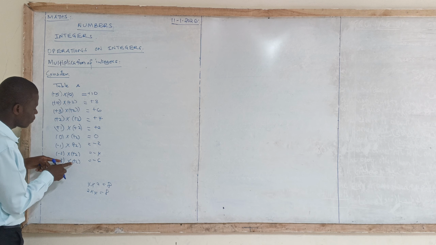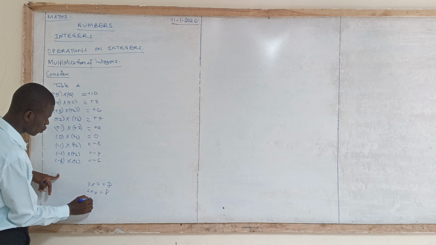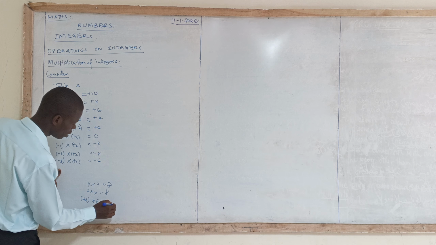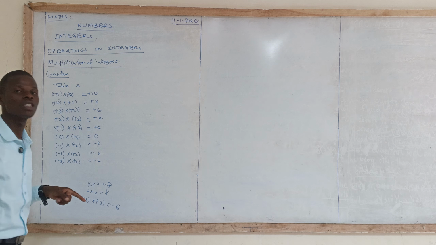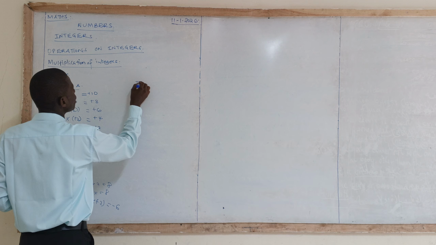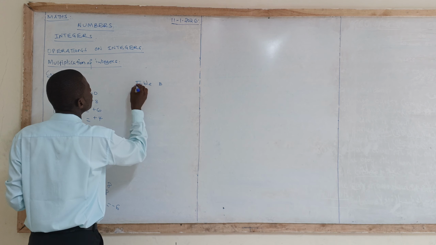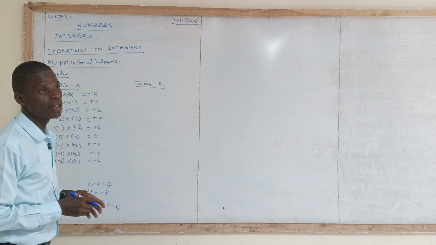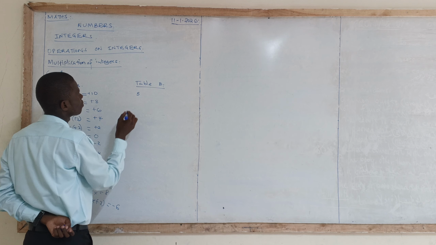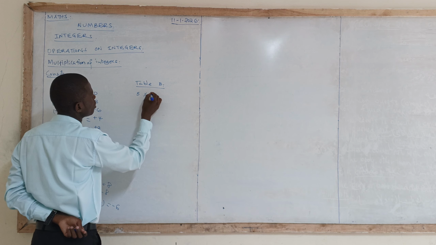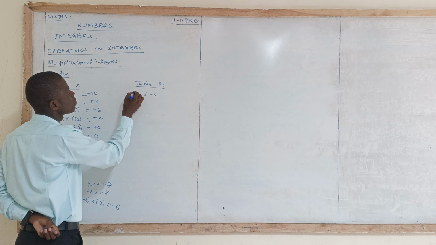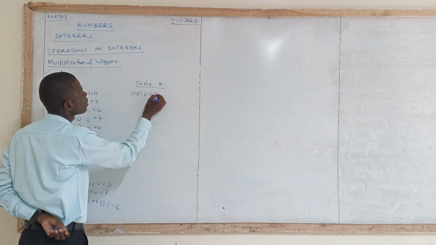So, meaning that if I switch and have positive 2, a positive integer multiplied by a negative integer, I should still have a negative integer. That is what I mean. That's table A. Let's move to table B. What do we have in table B? Table B, let us say 5 times negative 3. Already, we have 5, which is positive, times negative 3, which is negative.